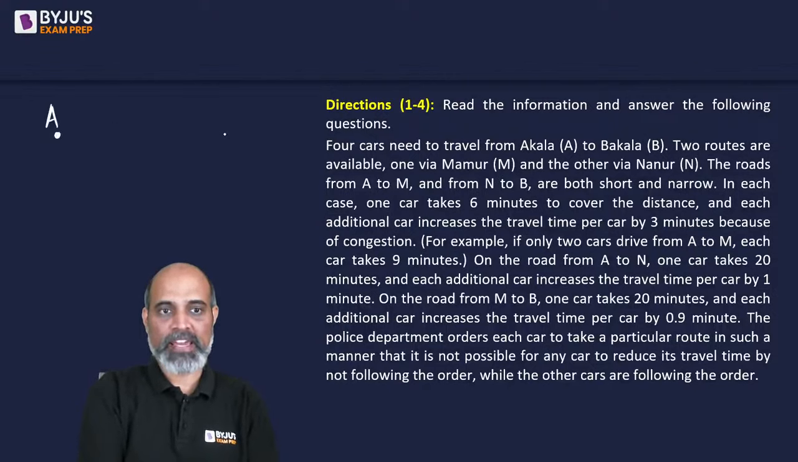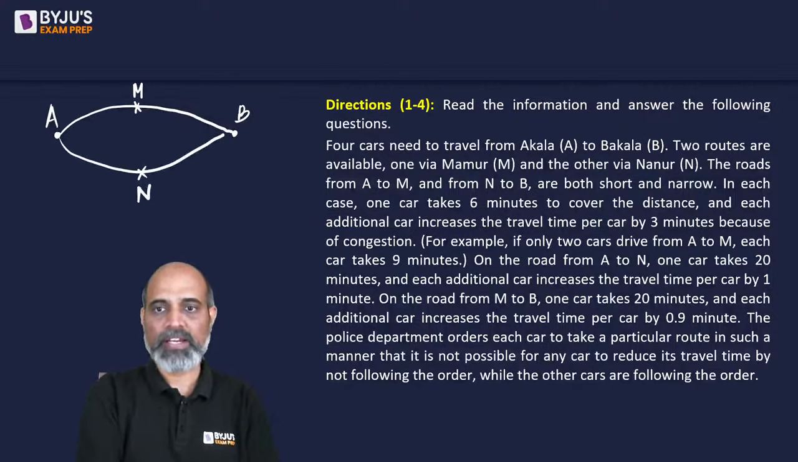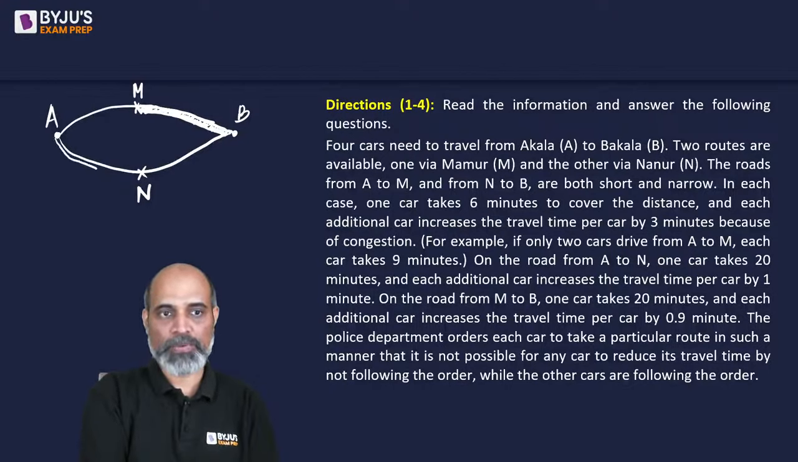So we have A and then we have another point B. Now the cars travel from A to B. There are 2 routes available. One is A to B via M, and then there is another route which is A to B via N, right? The roads from A to M and N to B are both short and narrow. So let's draw a thicker road from M to B so that we will remember that this is wider. Because A to M is narrower, that means M to B is going to be wider. Same is going to be true for A to N, right?